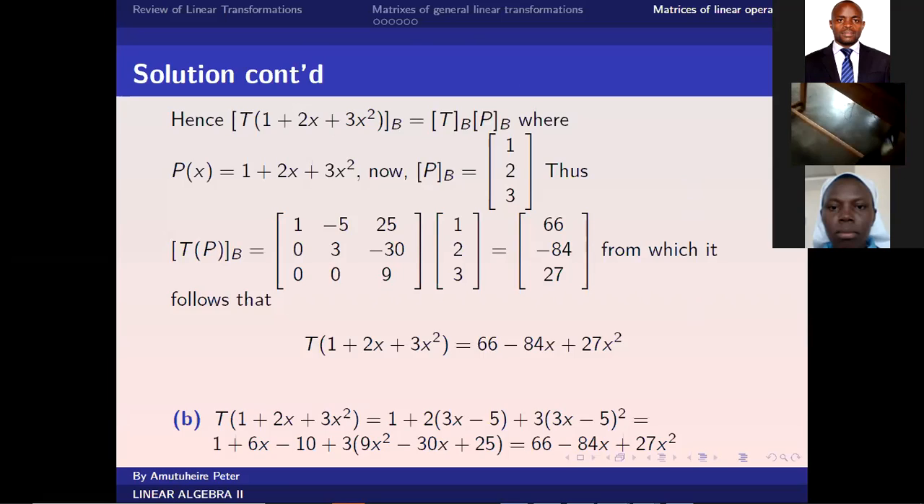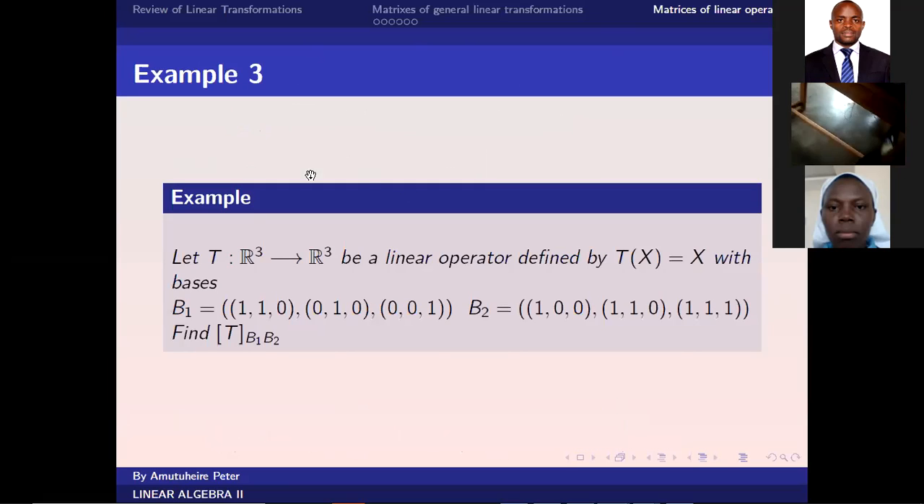So let's proceed to example 2. In example 2, we have still a linear operator taking things from R3 to R3. And this linear operator is just defined by when you give it an x, it returns an x. So it looks like the identity operator, it changes nothing. Whatever you give it is what it returns.